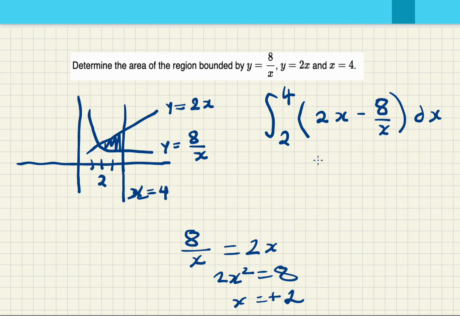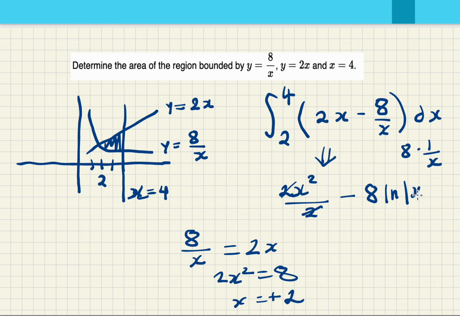And now all we need to do is solve this integral. You can use the power rule, 2x squared over 2. The 2's cancel out, minus, and this is an identity, 8 times 8 over x is same as 8 times 1 over x, and the integral of 1 over x is natural log of x. That is an identity. And we're integrating this from 2 to 4.